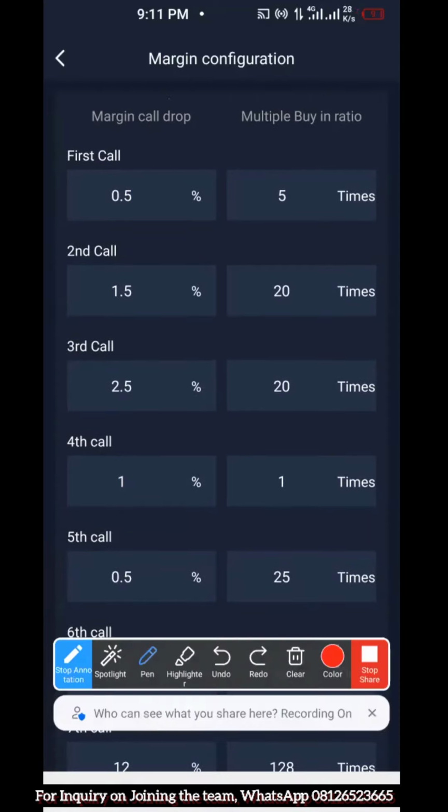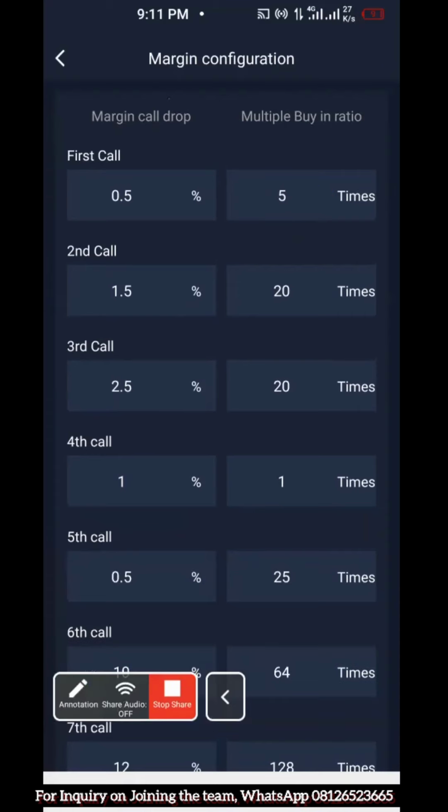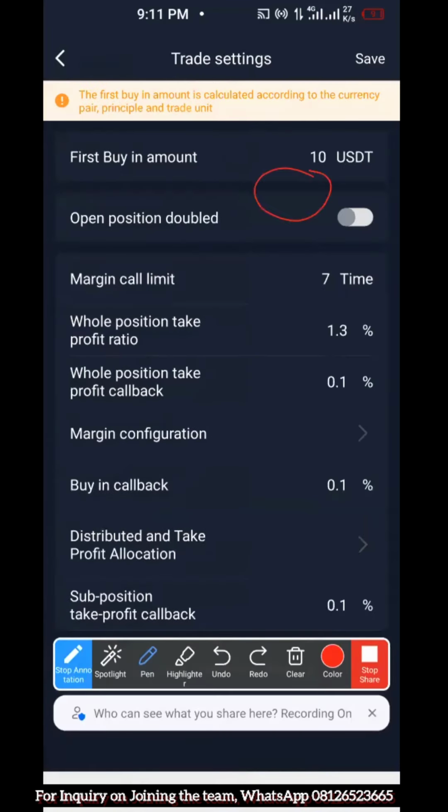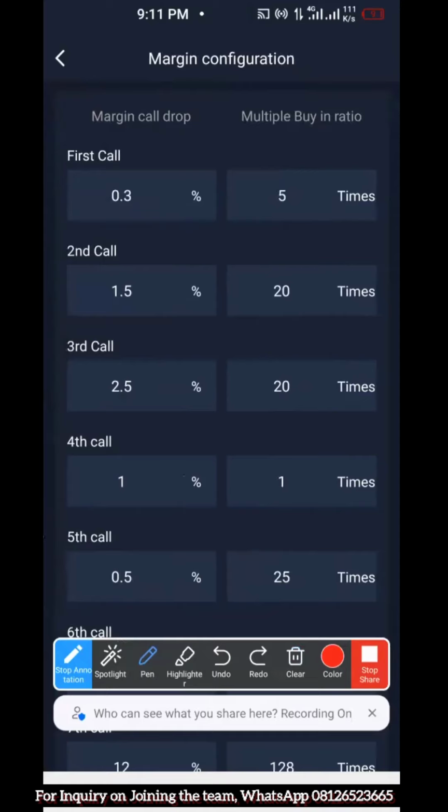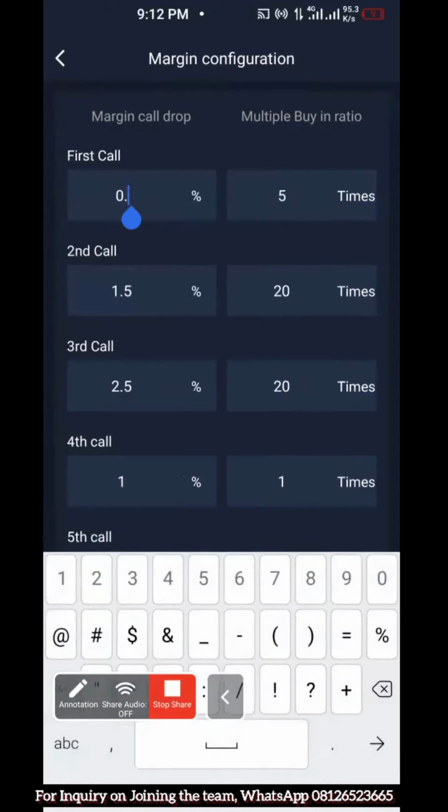Now, what does this 5 times mean? It means 5 times your first buying amount. What is our first buying amount in this situation? Our first buying amount is 10. Okay. So let's go back to margin configuration now. The reason it has changed back to 0.3 is because I didn't save it. Once you don't confirm it, it won't save.